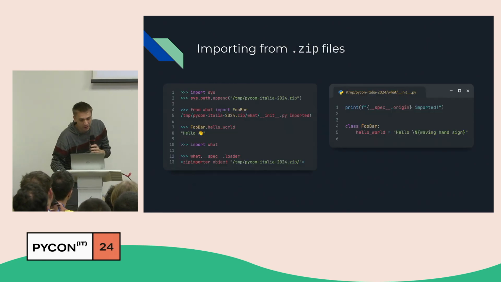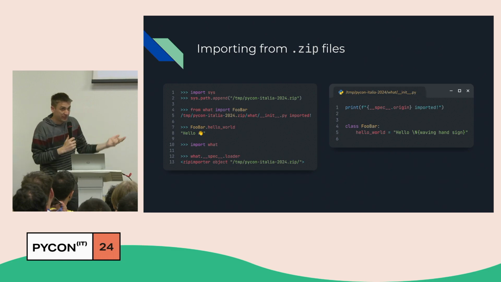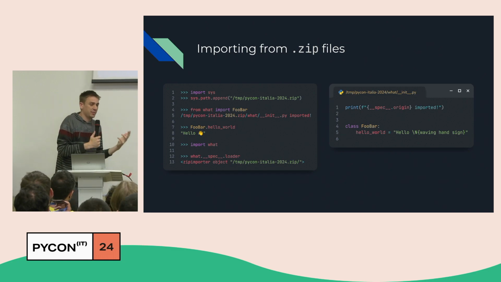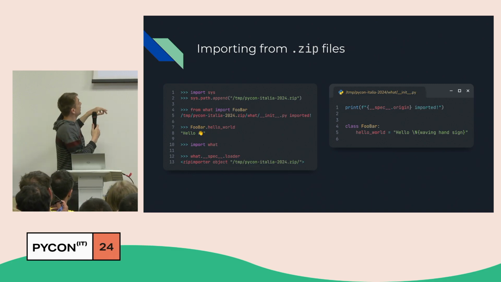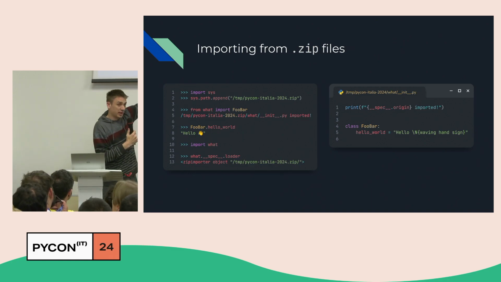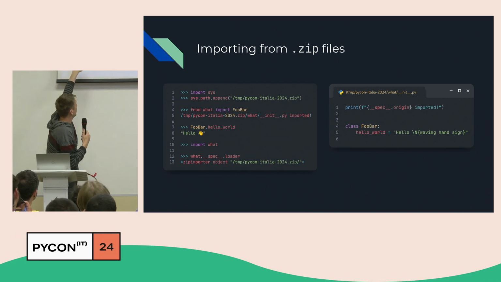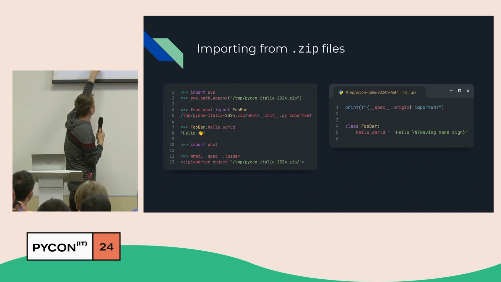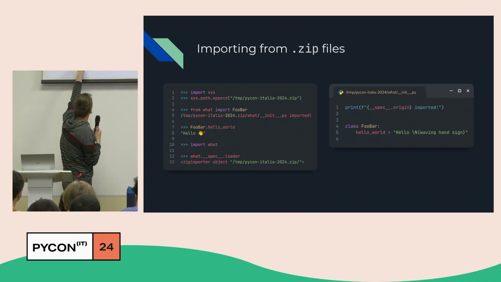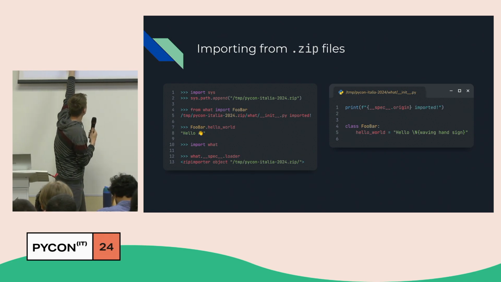Then we can import from zip files using the default import machinery because of that zip importer that I talked about earlier. So I put a zip file that contains my package on my sys.path, and then import it. And I can see that the loader for my package was the zip importer.